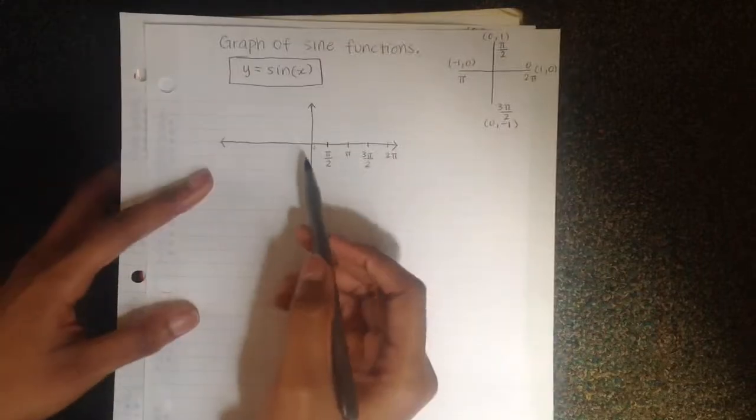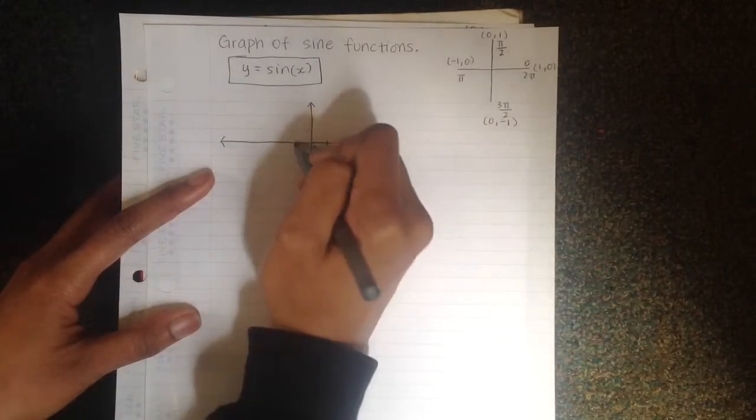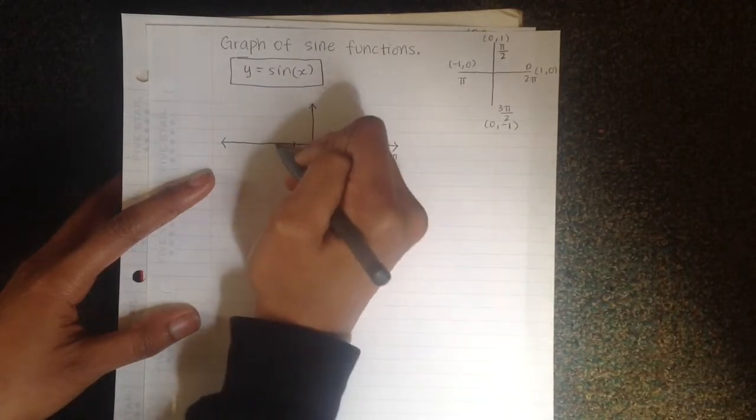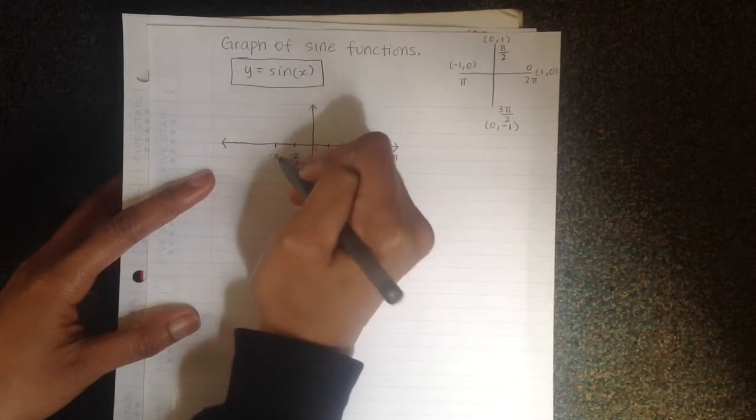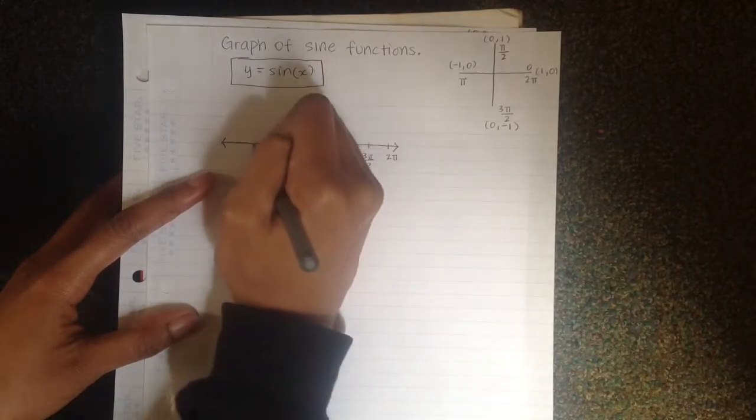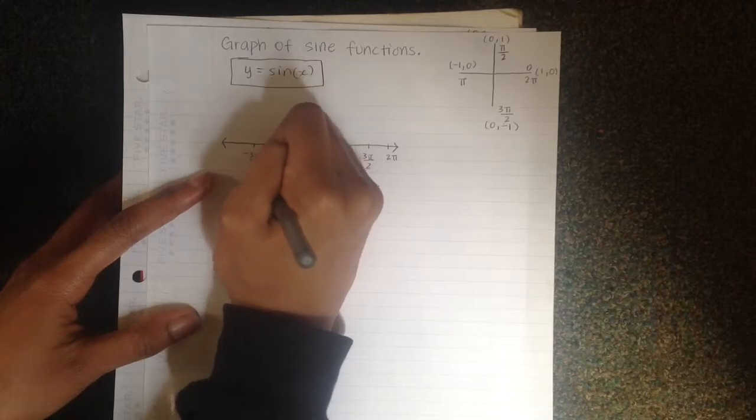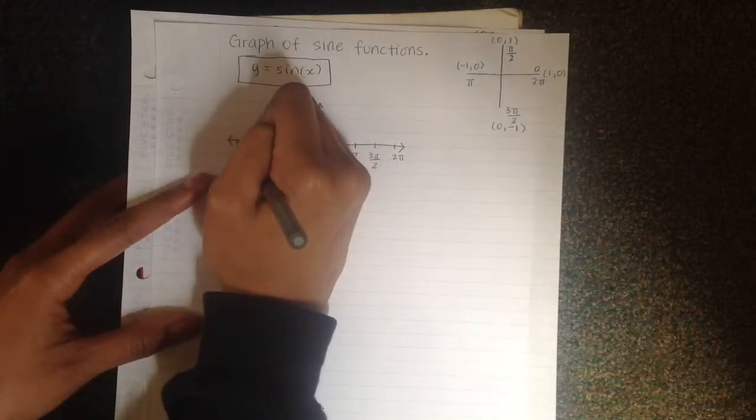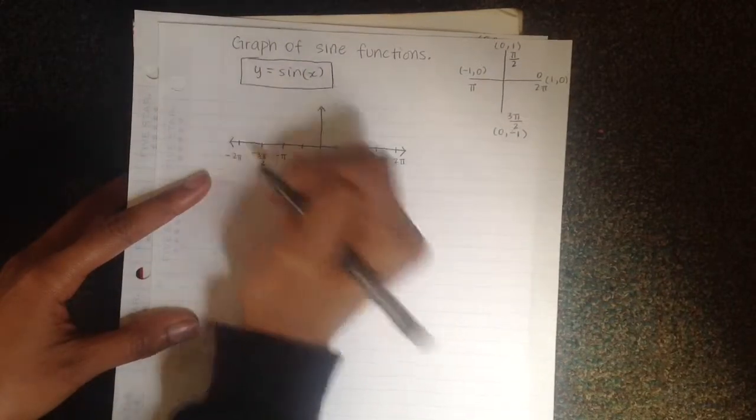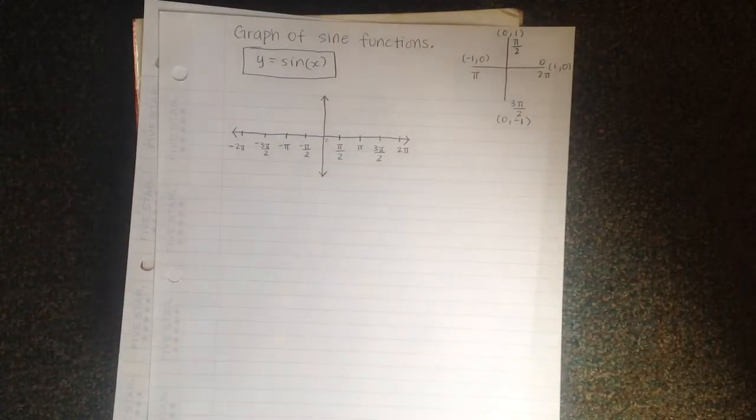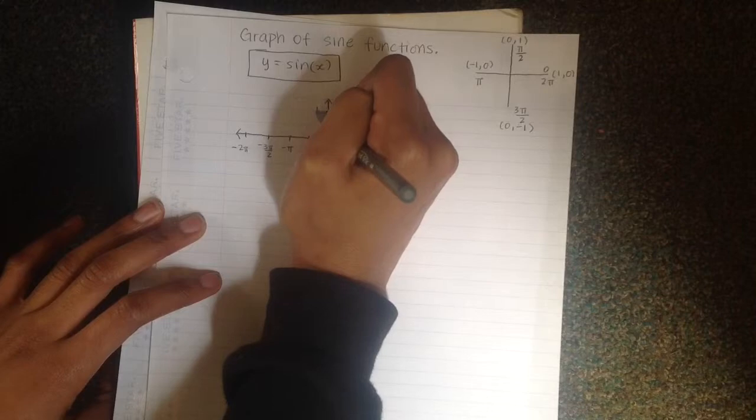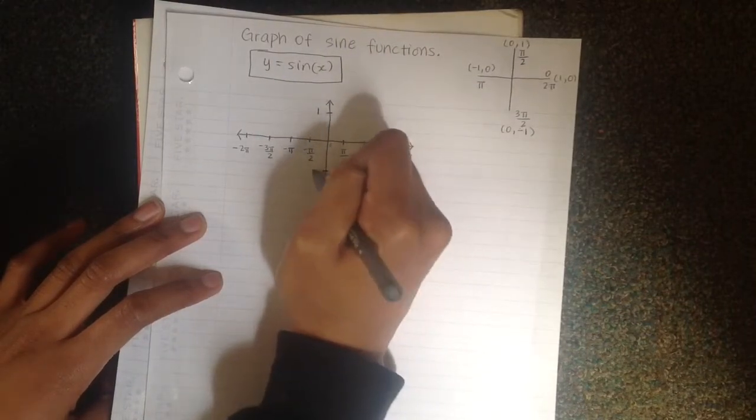Now we're going to do the same for the left hand side. So first will be negative pi over 2, then negative pi, then negative 3 pi over 2, and negative 2 pi. So we're done with our x-axis, and for our y-axis we're going to put 1 right here and negative 1 right here.